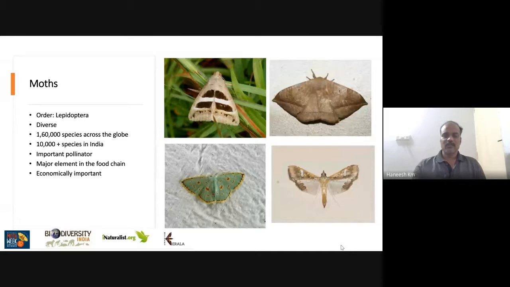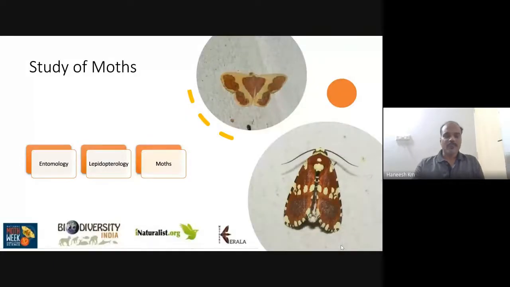If you look at the economic angle, moths are responsible for billions of crores every year. So that's the importance of moths.